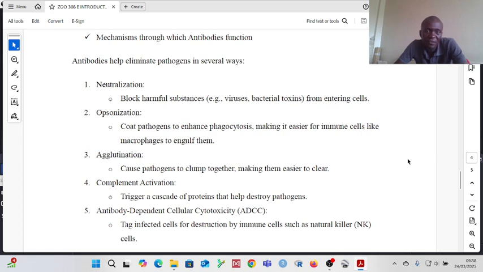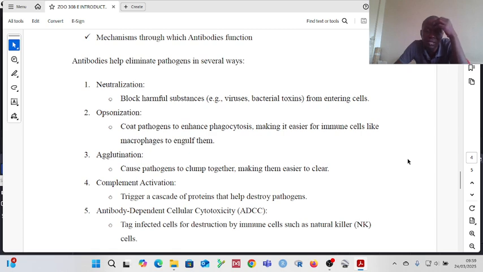The fourth mechanism is complement activation, where there is a cascade of proteins that will be triggered to help destroy the pathogens. This happens through perforins, which help in perforating or creating pores on the membrane of the pathogens. Another way is through granzymes. Granzymes are what lead to what we call apoptosis.